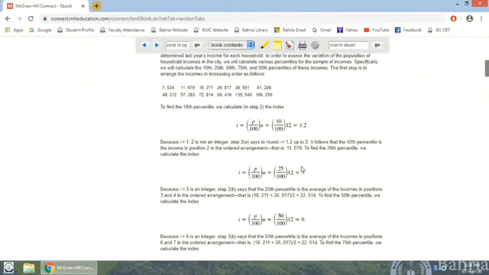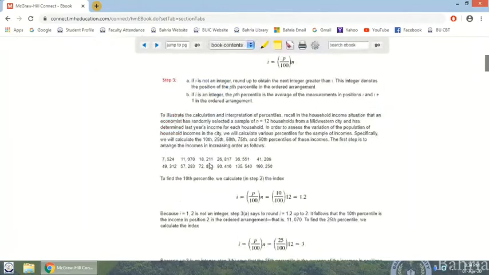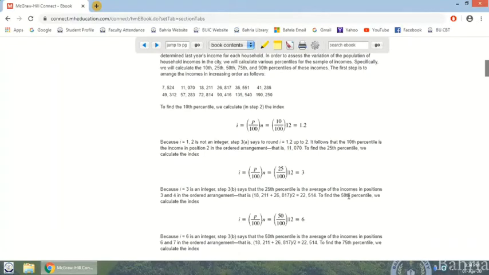Now 3 would again represent this. However, when it comes to a whole number, we would take an average of the next household and the previous household. The third is this household, but we would also take the 4th value, and then divide by 2. So you add this value and this value: 18,211 plus 26,817 divided by 2, to report the average of the income. In this case, this is going to be 22,514.